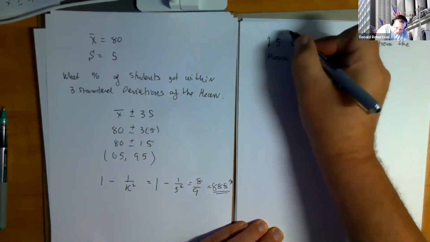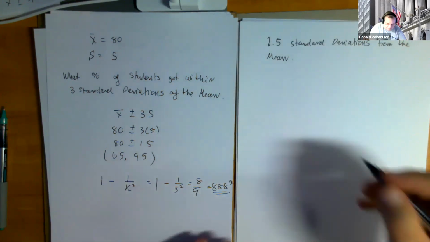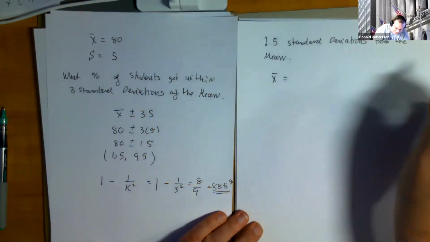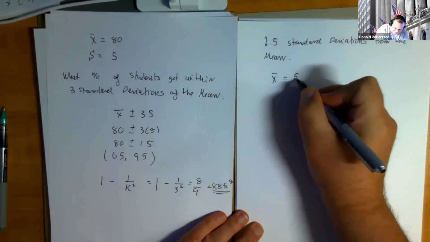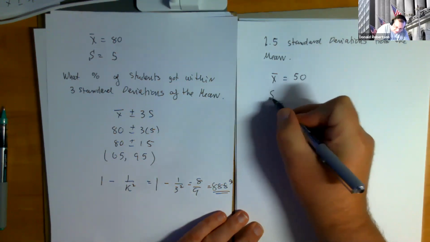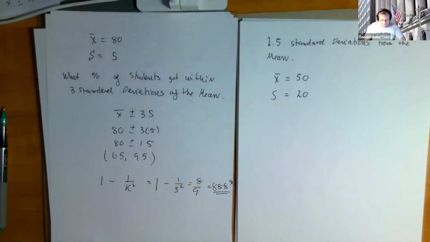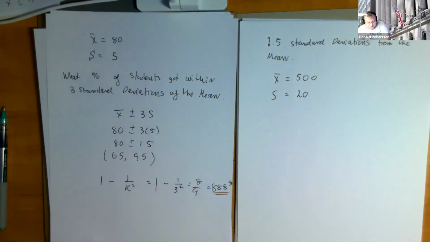This particular interval is very important, so I'll give you a story. The mean of this is 50, and the standard deviation is 20. Do I want 20? I'll make it 500. Yeah, that's better. The mean is 500, and the standard deviation is 20, right? Maybe it's SAT scores or something, right?